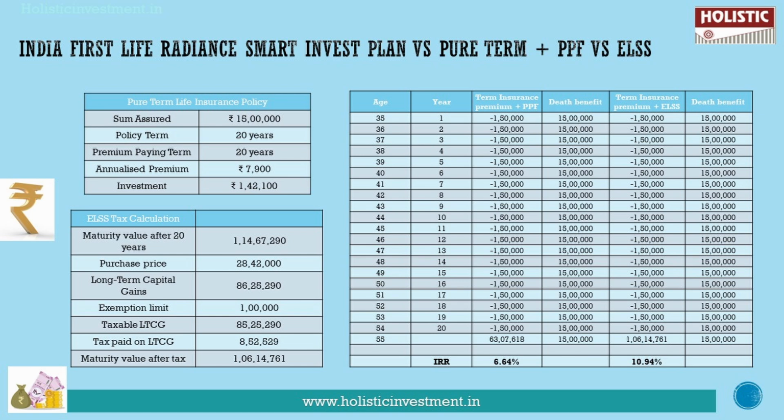So you can see there are better products available in the market for our investment journey to start a wealth accumulation process, for which we need to do a little bit of research and try our best in finding one, compared to investing in policies like the India First Life Radiant Smart Invest Plan.